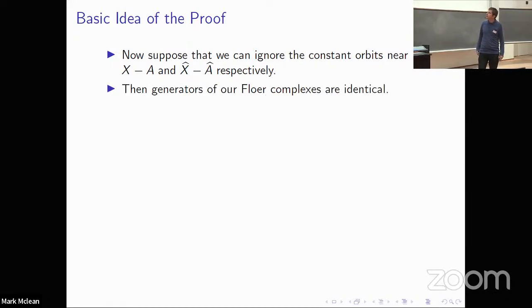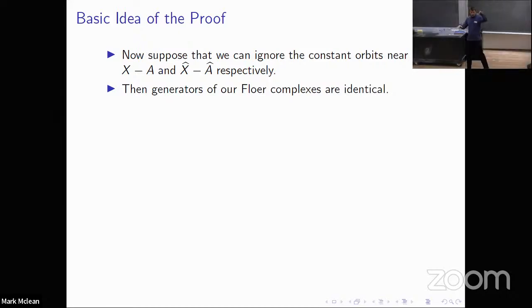Okay. So basically, the generators of the two Floer complexes are identical. Again, there's some work that needs to be done because the two symplectic forms, omega and omega hat, are different. But you can sort of make them the same on some large compact subset of an affine subvariety, if it's common. And so the dynamics can be made the same as long as you ignore these constant orbits.